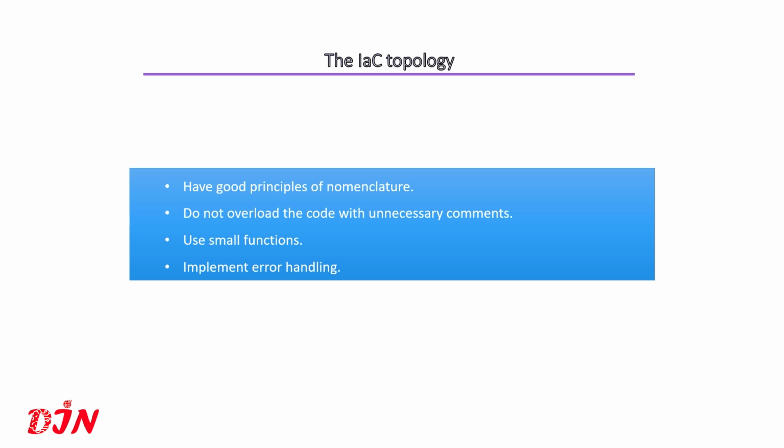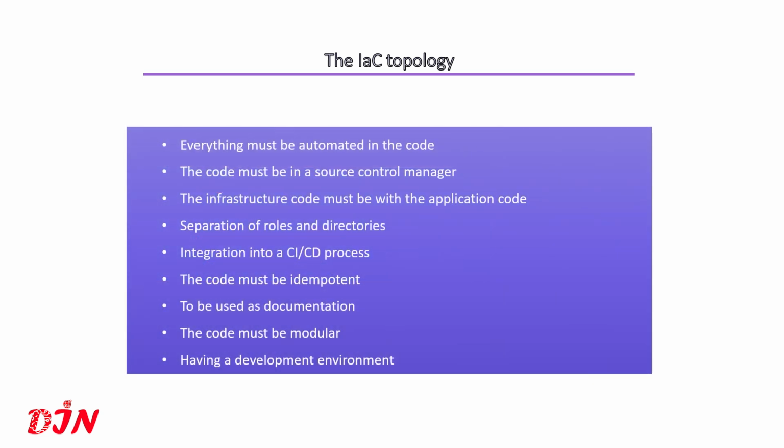Among these practices are those of software development as follows. Number 1, have good principles of nomenclature. Number 2, do not overload the code with unnecessary comments. Number 3, use small functions. Number 4, implement error handling. However, there are more specific practices that I think deserve more attention. Everything must be automated in the code. The code must be in a source control manager. The infrastructure code must be with the application code, with separation of roles and directories, and integration into a CI/CD process. The code must be idempotent to be used as documentation. The code must be modular, having a development environment.